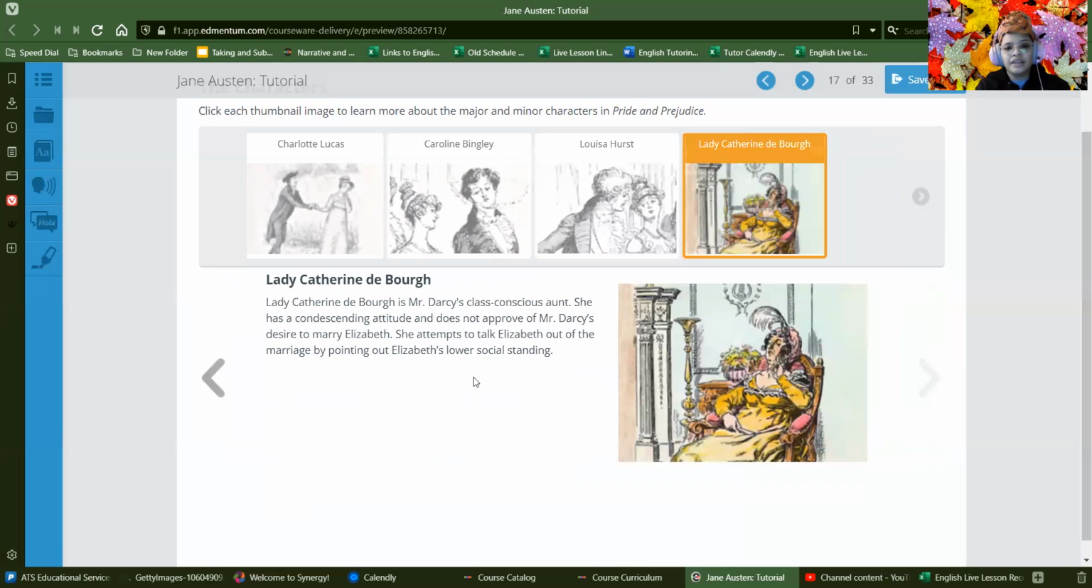So then lastly, but not the least, we have Lady Catherine de Bourgh. That's Mr. Darcy's class-conscious aunt. She has a condescending attitude and does not approve of Mr. Darcy's desire to marry Elizabeth. She attempts to talk Elizabeth out of the marriage by pointing out Elizabeth's lower social standing.